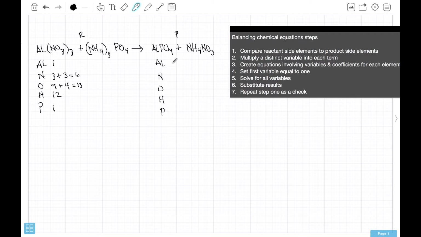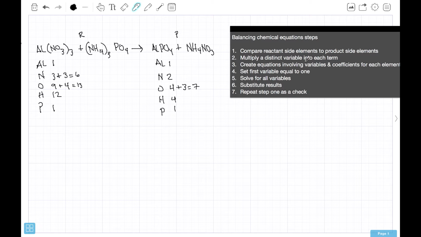So on the other side, there's just 1 aluminum. For nitrogen, there's 1 and 2. For oxygen, we have 4 in the first term plus 3 in the next term. So 7. For hydrogen, we have 4 and 1. So as you can see, hydrogen doesn't match, oxygen doesn't match, nitrogen doesn't match. So this is not a balanced equation as it is.